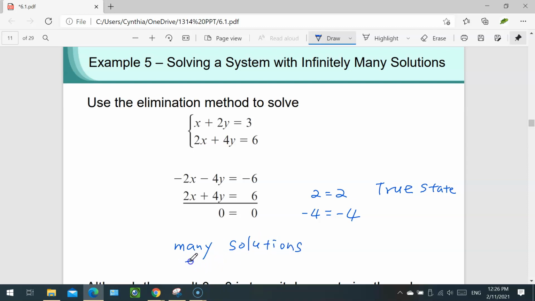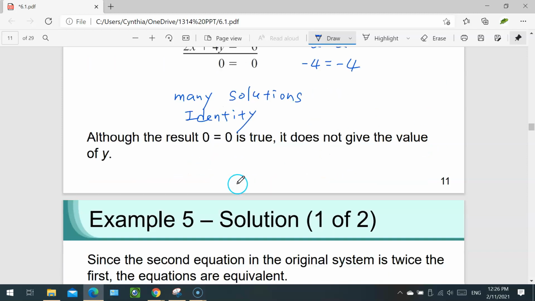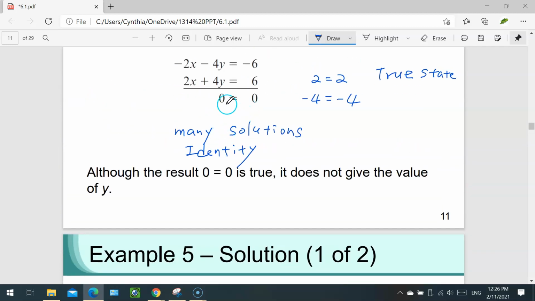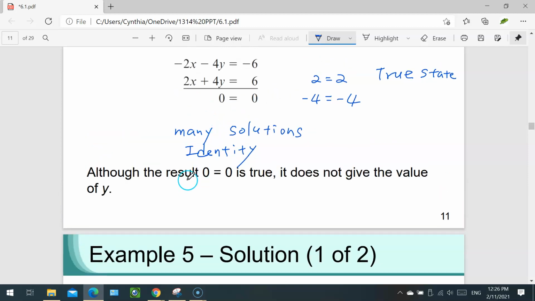We call this an identity. That is in your chapter 1. Identity equations. In that case, we know one variable relies on the other variable. When you solve, by the end, it gives you numbers that are equivalent on both sides. We know those types of systems of linear equations are dependent equations. They rely on each other.